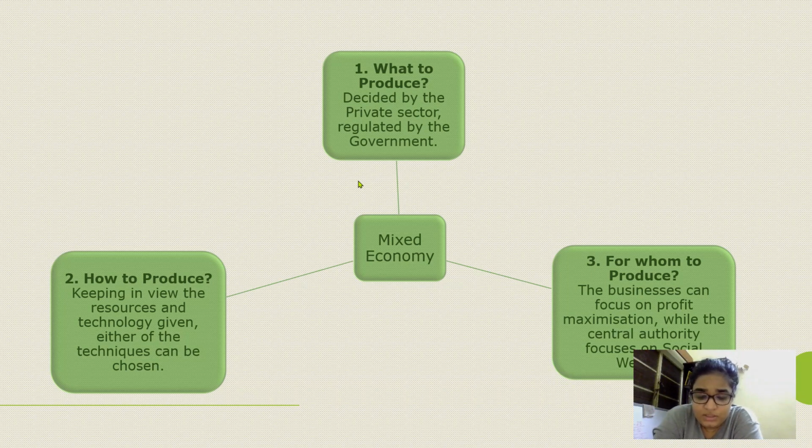And for whom to produce? The businesses will produce for whoever is paying the most, no matter what the economy is, right? But since we are not a capitalist economy and we are a mixed economy, the government will regulate. Sometimes it will interfere and say, no, you have to do this for the social welfare.